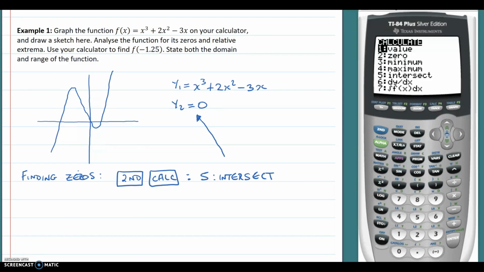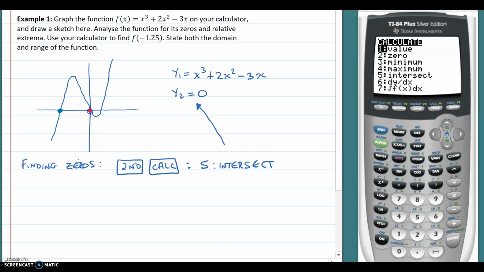Now if you look at your sketch first, there are 3 places where this graph crosses the x-axis. Those are the zeros. Okay, so the zeros are the points where the graph crosses the x-axis.